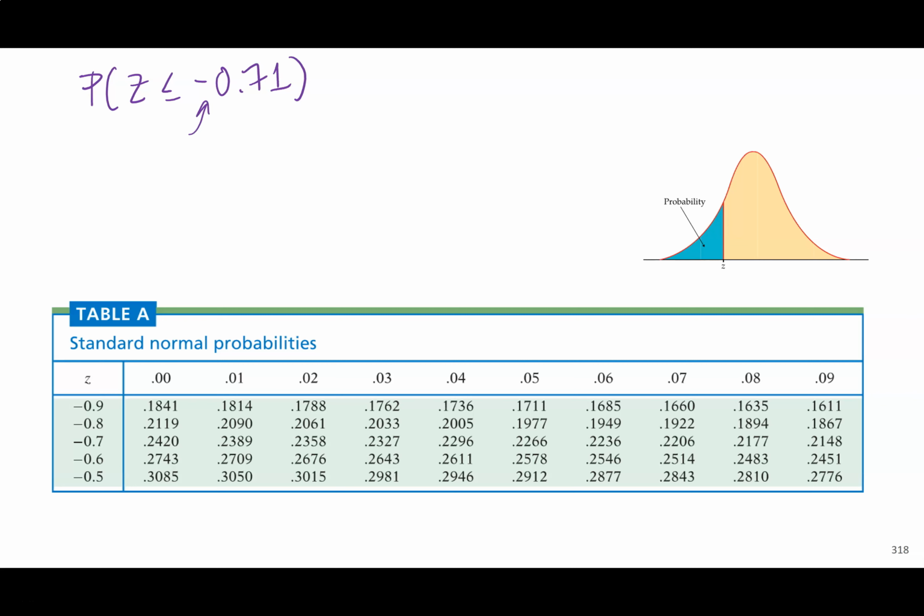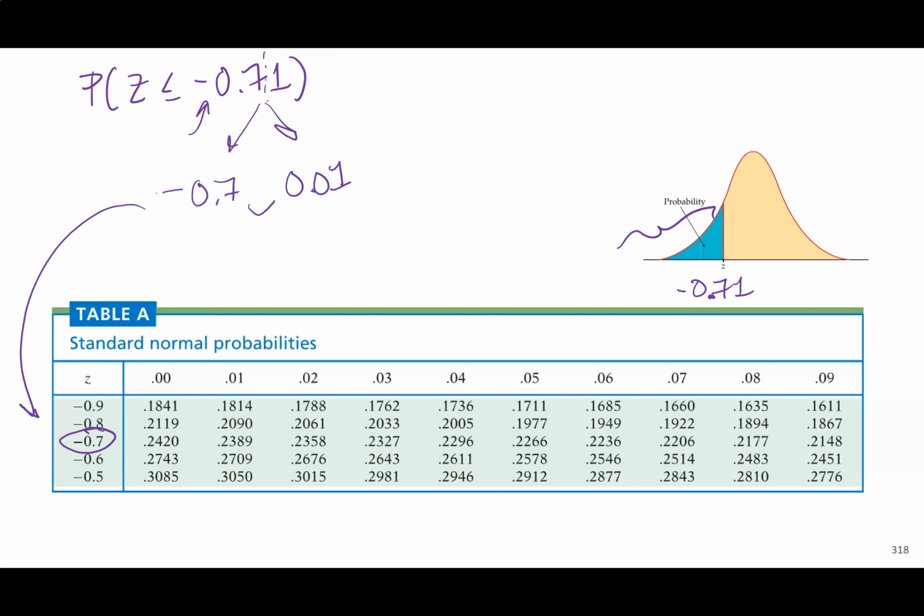We're going to need the negative z-table, so negative 0.71. And the z-table does give us the lower than probability by default. So I'm going to split this up. Remember, I just break it up here: negative 0.7 and 0.01, because if I combine them back, I'd get back to negative 0.71. So this tells me which row to use. So the negative 0.7, then column 01.